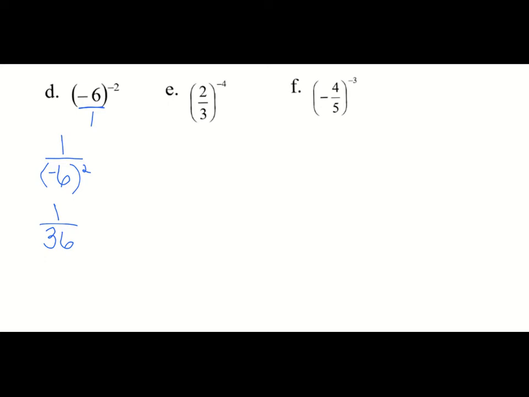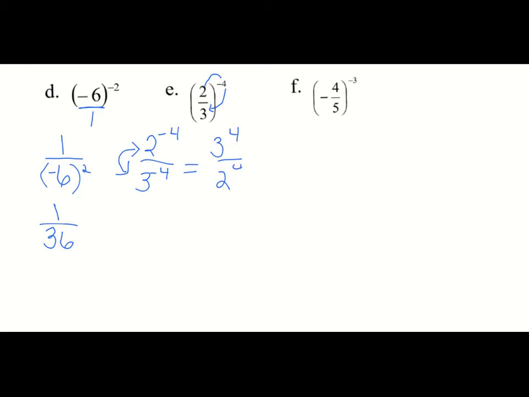Now for E, we can do our power of a quotient rule if we want and distribute that -4. So we have 2 to the -4th power over 3 to the -4th power. And then to make them positive, we take the reciprocal. So we flip both the top and the bottom. So we get 3 to the 4th over 2 to the 4th.